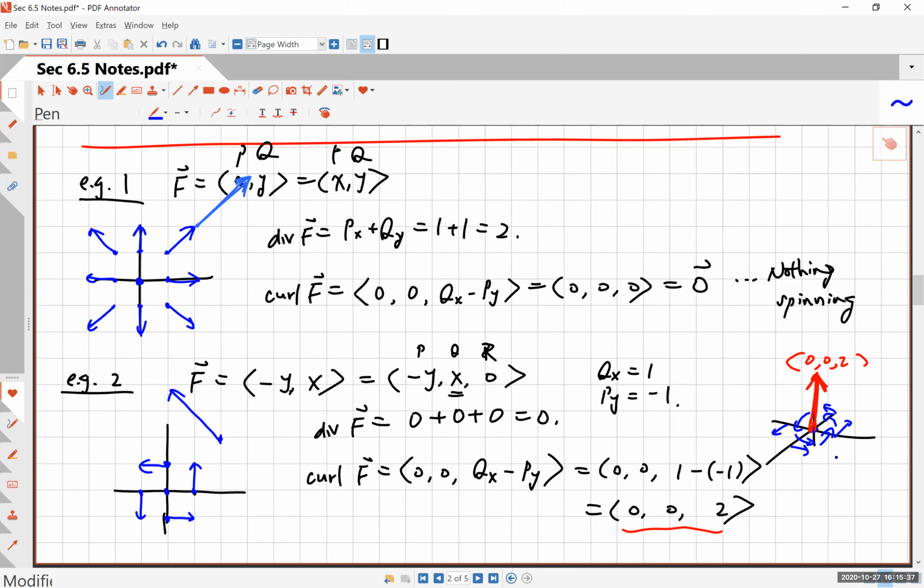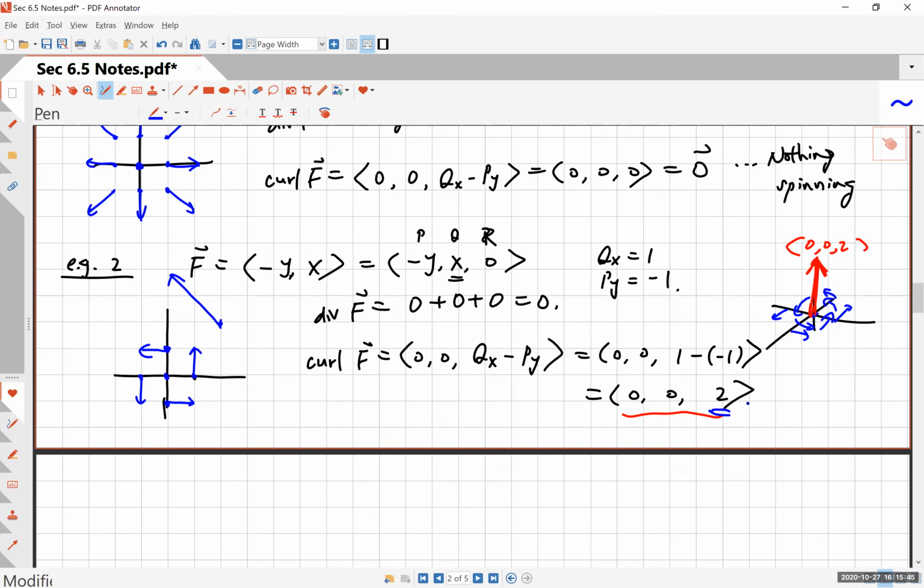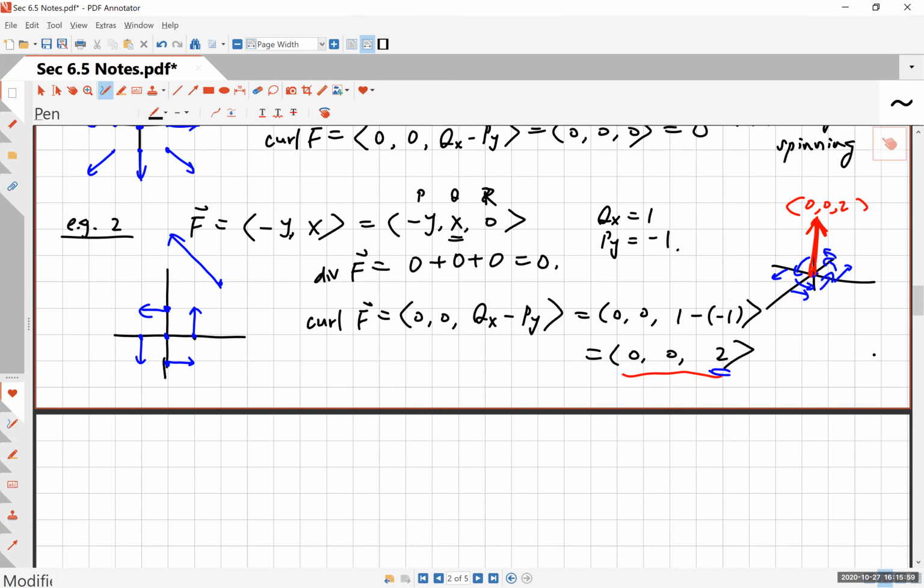Okay, and the axis about which the flow is most natural will be the z-axis, and so that's what you're seeing here. And 2 is the tendency of the fluid or the gas or the energy to be going around this axis. It's just a tendency. If it's 20, the tendency will be more.